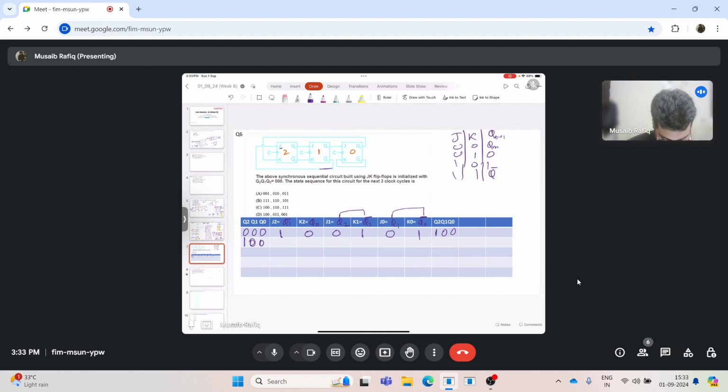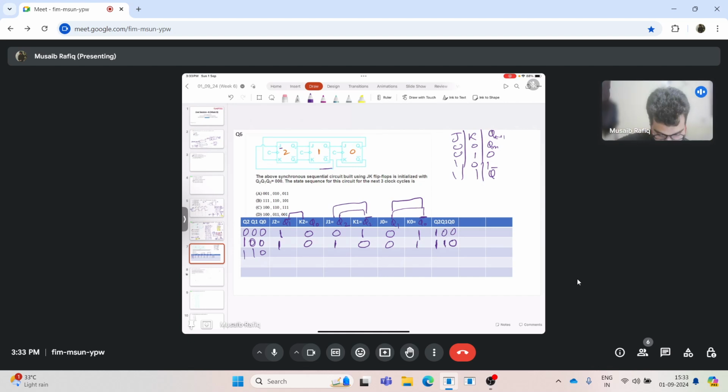Now J2 is equal to Q1 bar. Q1 is 0, so it will be 1. Q0 is 0, so K2 will be 0. J1 equal to Q2. Q2 is 1. Q2 bar will be equal to 0. J0 equal to Q1. Q1 is 0, so it will be 0. And Q0 bar will be 1. Now the inputs 1, 0, so it's again 1. 1, 0, it's 1. 0, 1, it's 0. Right? Now 1, 1, 0.